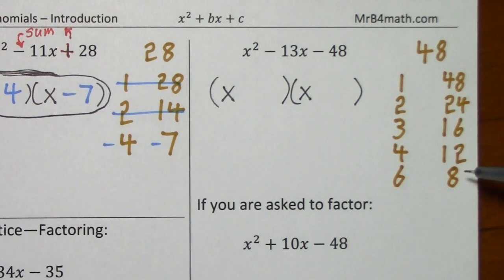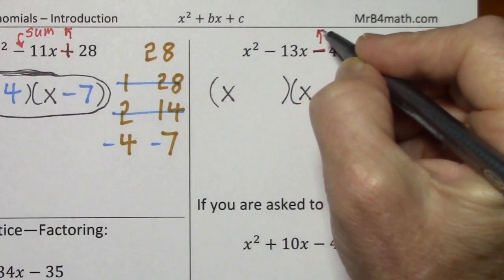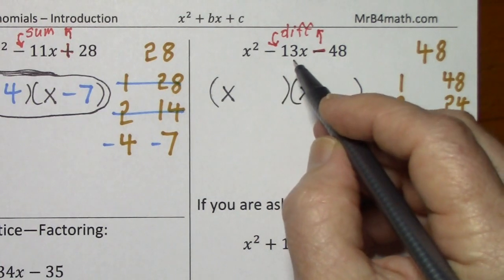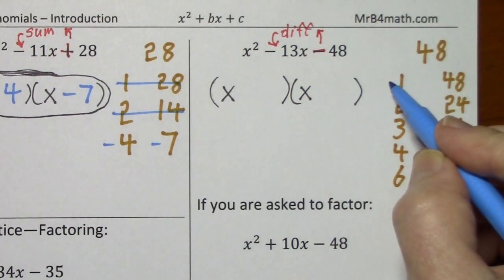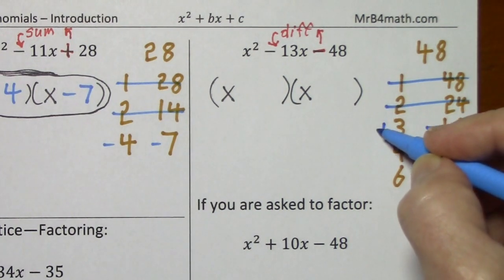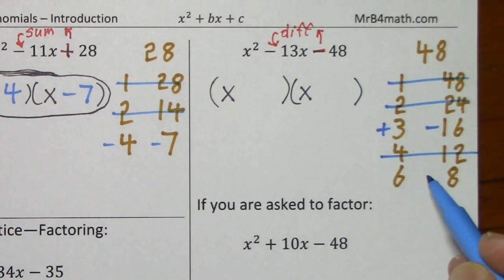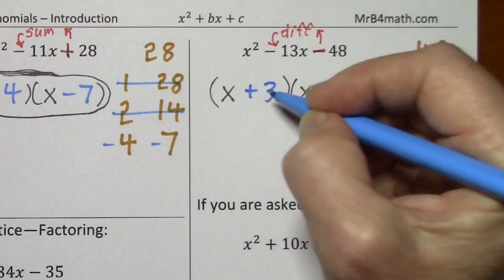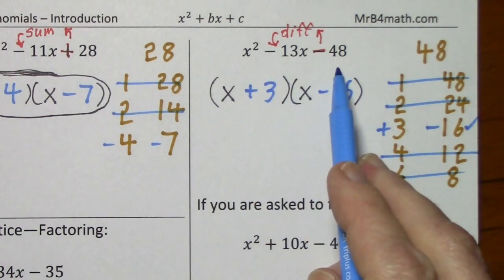To decide which factor pair, you notice the sign of your last term. If it's negative, you're looking for a difference. And in this case, we're looking for a difference of negative 13. So can we subtract and get a negative 13 here? Nope. Nope. But if we had negative 16 and positive 3, we could get a negative 13. This wouldn't work, nor would this. So here's our factor pair. We simply plug in positive 3, negative 16, and we have the factored form of the original polynomial.